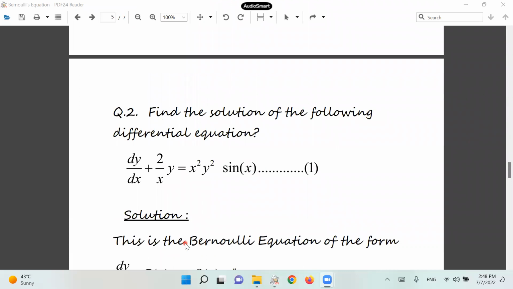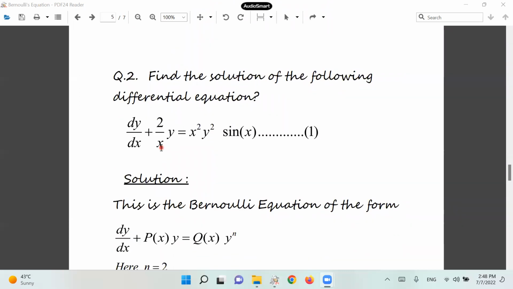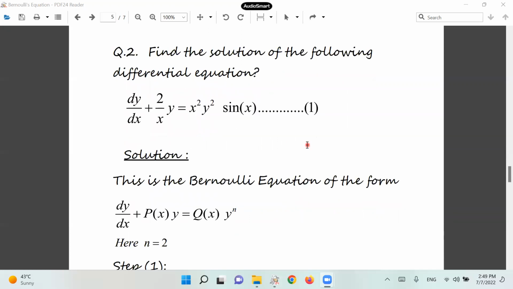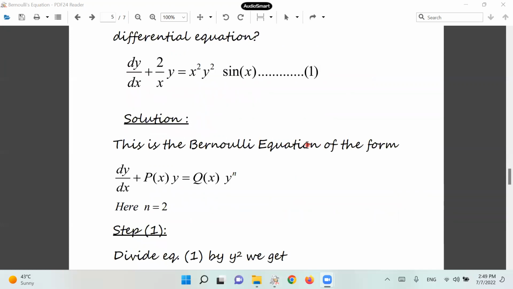Now the next one is question number 2, also finding the solution of a Bernoulli's differential equation. So this is the question: dy by dx plus 2 over x into y equals x square y square into sine of x. We named it equation number 1.